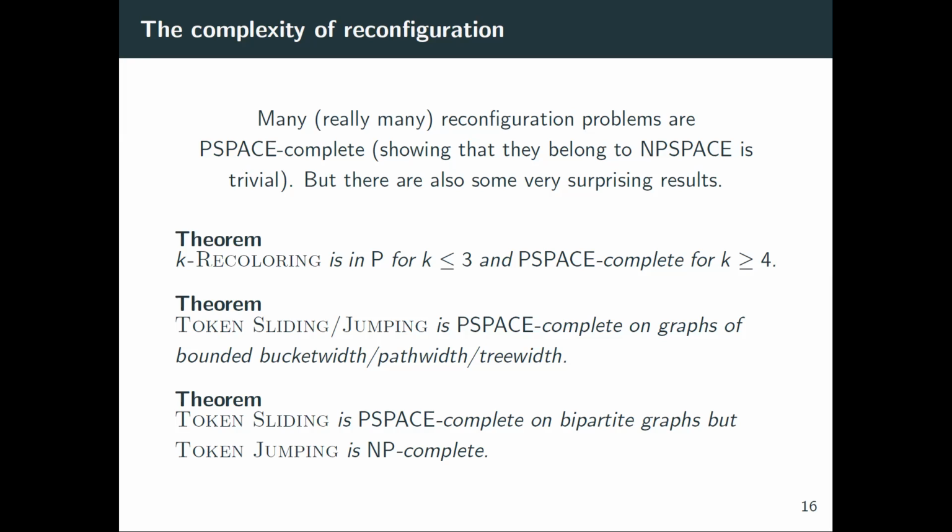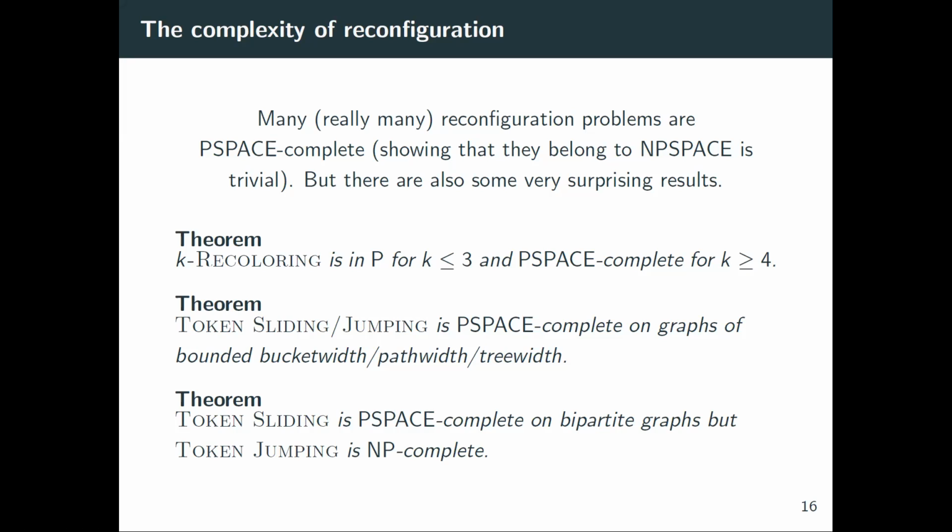Another very surprising result is that, as you're all FPT experts here, I know that you're all familiar with the fact that usually when we study problems on graphs of bounded bandwidth, path width, tree width, they tend to become easier. It turns out that that's not really the case for reconfiguration problems, at least for token sliding and jumping, which are the two problems that are related to independent set. It turns out that those two problems remain PSPACE-complete even if you have a graph of constant tree width or path width or even bandwidth. So a very, very simple graph structure, still the problem remains hard.